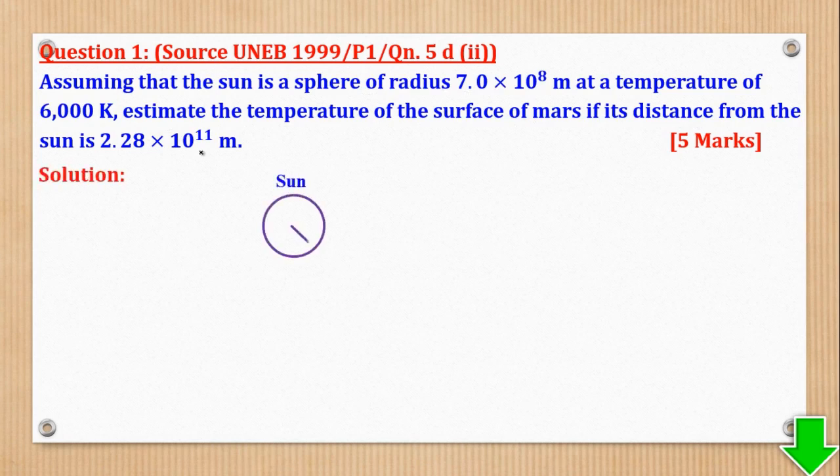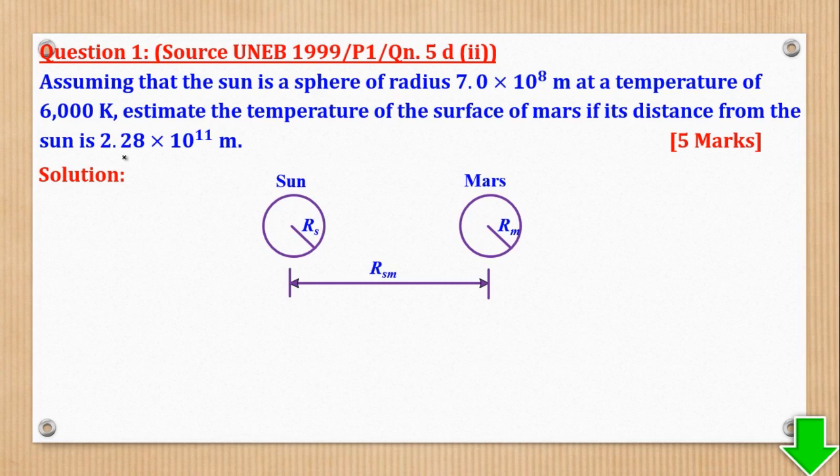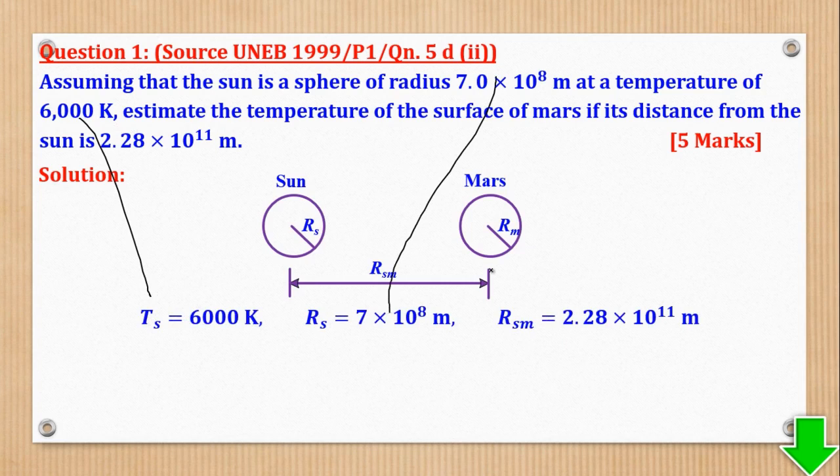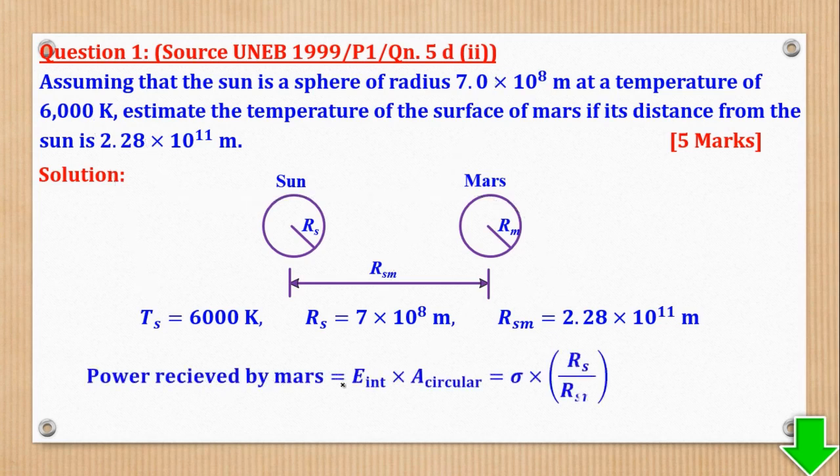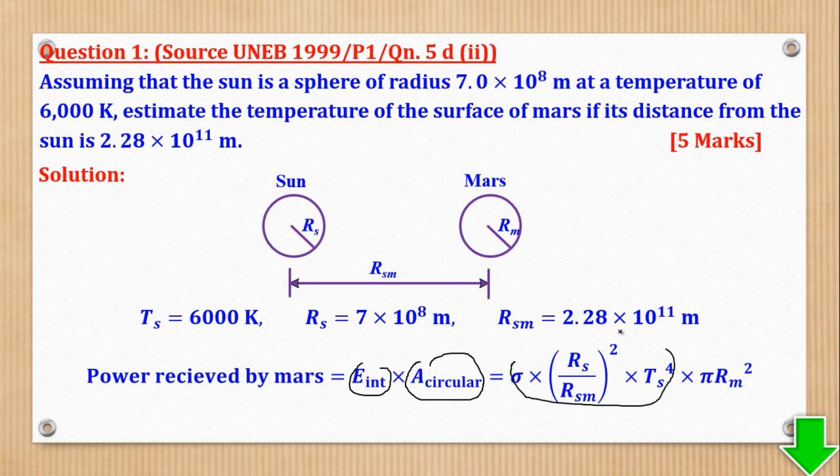Okay, so here we shall also make an illustration. That is the Sun, and that is our Mars, which is the planet, and that is the distance between the Sun and the planet, which is Mars. Then Ts is the temperature of the Sun, Rs is the radius of the Sun, Rsm is the distance between the Sun and the planet. So power received by Mars is equal to energy intensity times circular cross-section area. So this is energy intensity and this is the circular cross-section area.